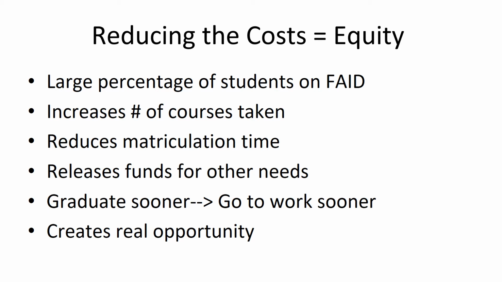Now, what we found is that when we reduce the cost of textbooks by using open, free materials, they take more courses. They have more money, so they can increase the number of courses that they can take. It reduces their matriculation time, meaning they're not with us as long. It means that there are funds available for other needs. They don't have to decide whether they're going to purchase a textbook or purchase food, which is a real scenario for many students.